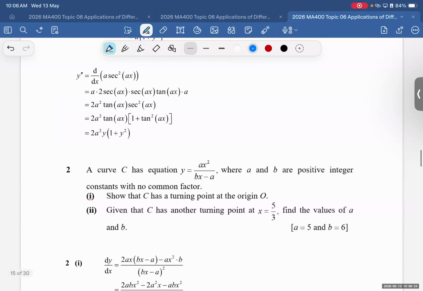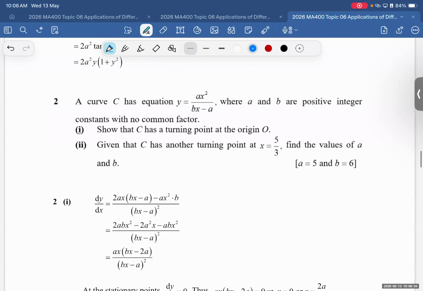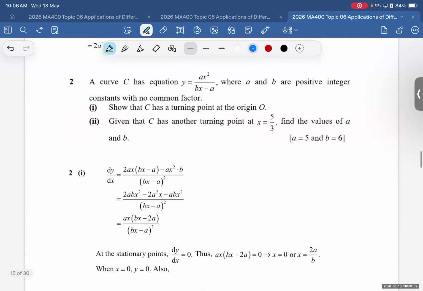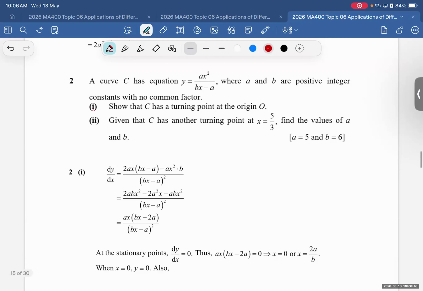Okay. Question 2, let me go through with you. Like I said, in all questions, if you don't know what to do, you are stuck, you cannot comprehend anything, just do some differentiation. Do some differentiation, you will get some marks for sure.